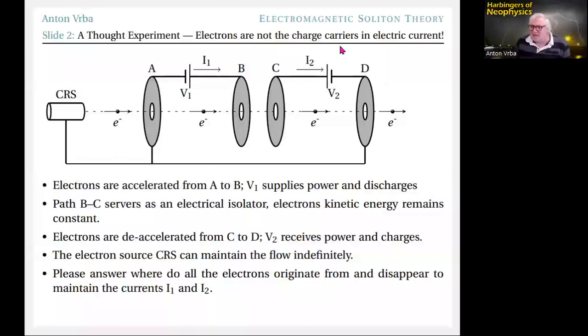This thought experiment shows that it cannot be true, and it could easily be replicated. I'm going to send it to CERN. They should replicate this, and there cannot be an answer.